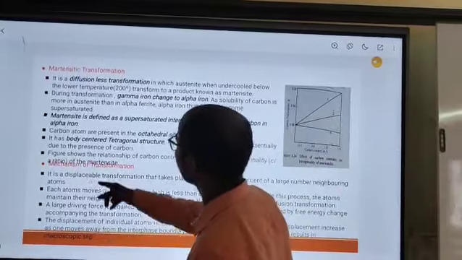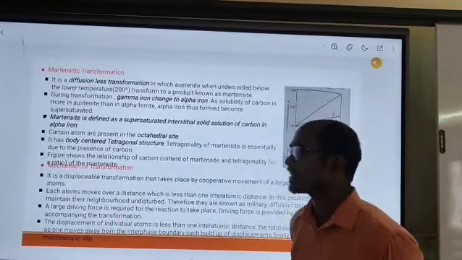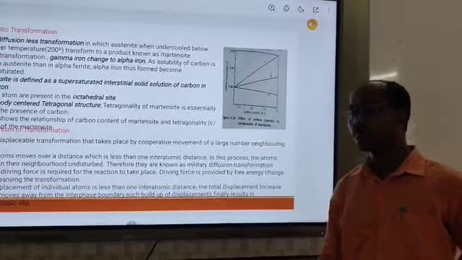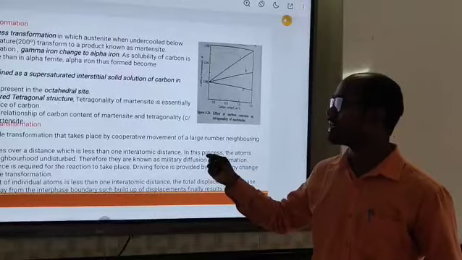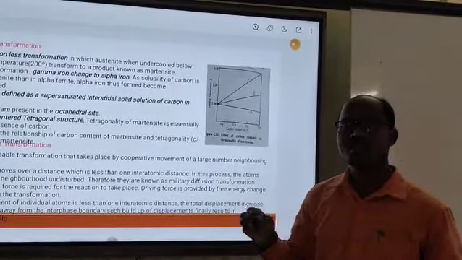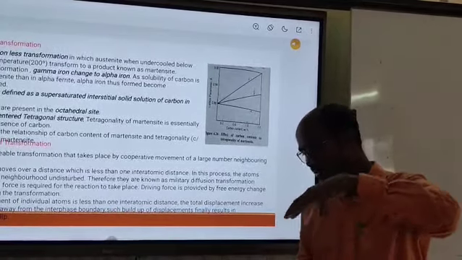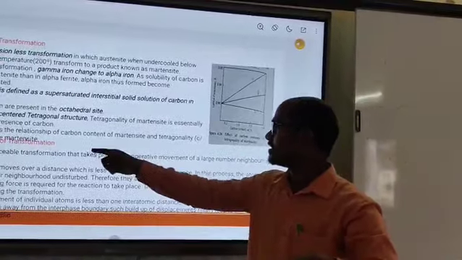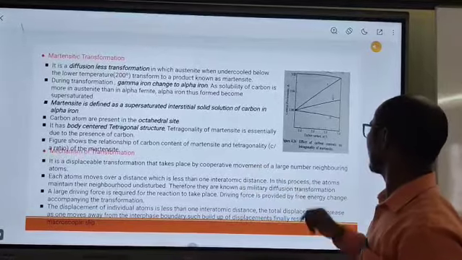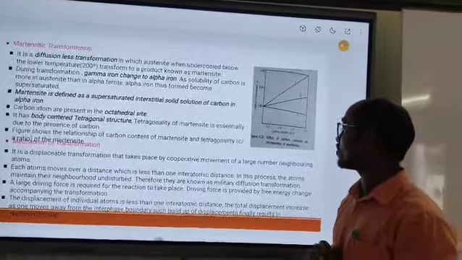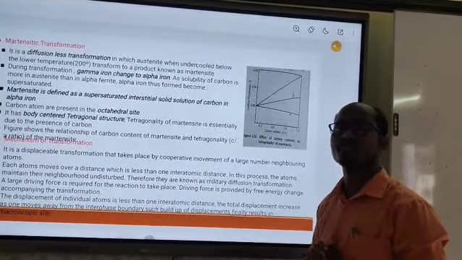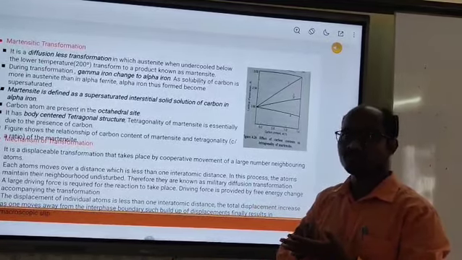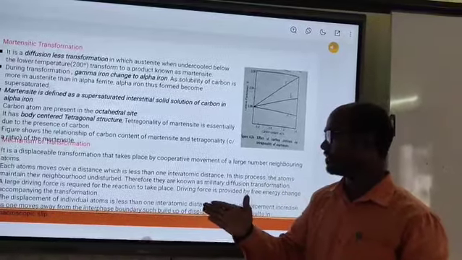This is the mechanism of transformation: the material is heated to the austenite temperature and rapidly cooled to a lower temperature, between the Martensite start and Martensite end temperatures. During the cooling from austenite to Martensite, there is very little movement of the atoms. It is a displacive transformation that takes place by cooperative movement of a large number of atoms. This is also known as a military transformation, which means the relative displacement of atoms is a fraction of the interatomic distance.